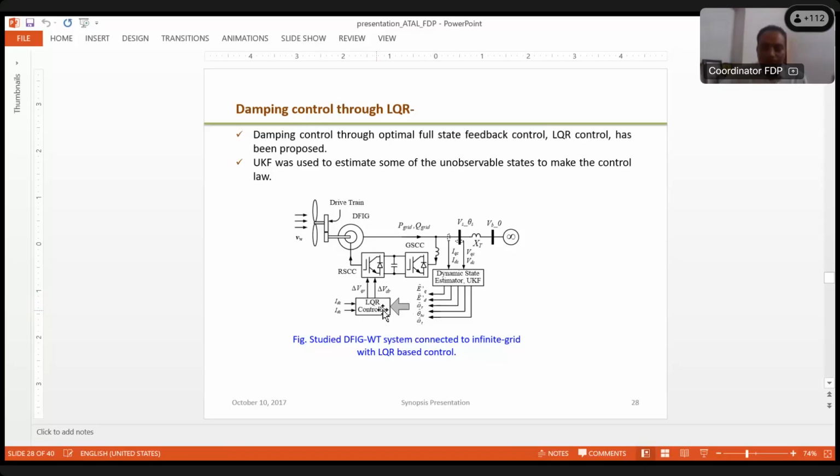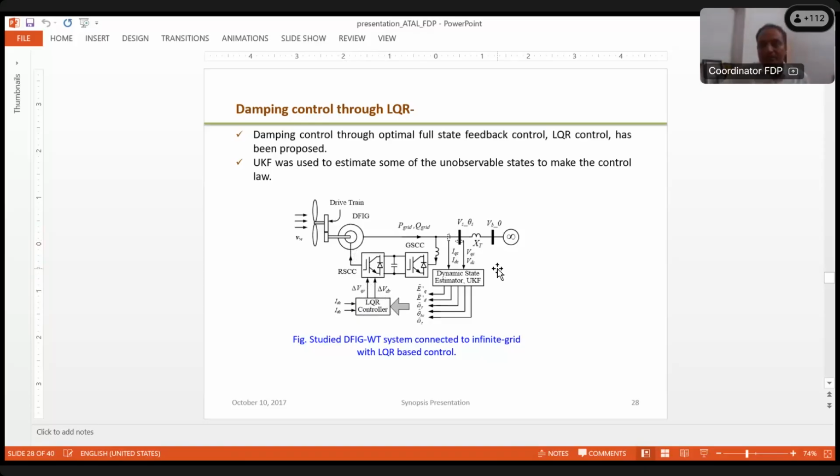What we are doing is feeding the states in, and then the rotor currents as a measurement, and then giving the rotor voltage out of it. These rotor voltages are being fed to the generator of this DFIG. So the rotor voltages coming out of this controller are fed to the rotor of the generator, which actually controls this generator to make it damp. So this is actually the basic theme.